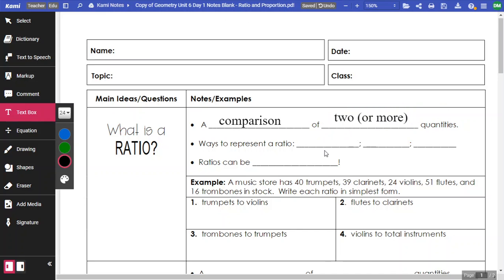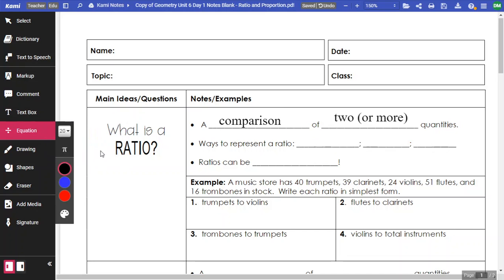So we have a few different ways that we can compare a ratio, that we can write our ratio. And the first one is a fraction. So that would be something like A over B. Our second one is that we can use a colon. So A to B right there. And then our third one is we can actually just use the word to. So A to B.